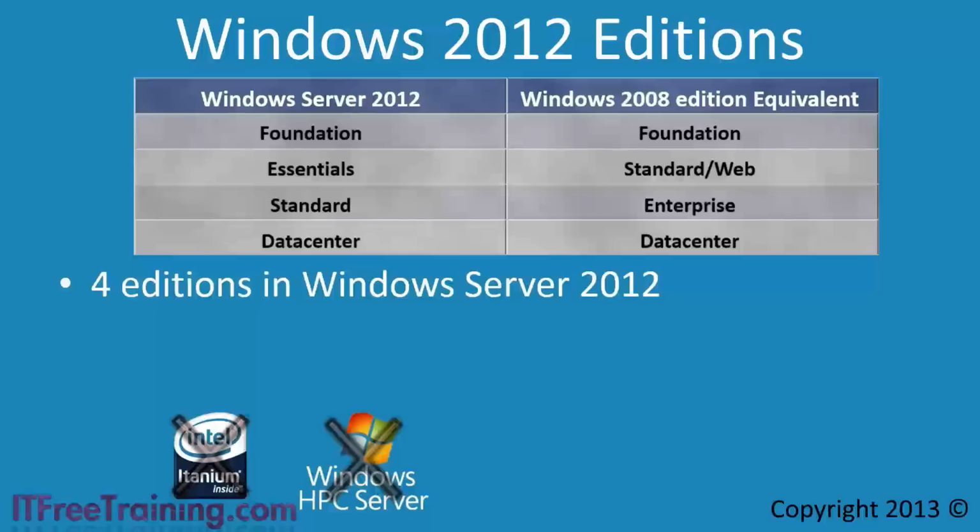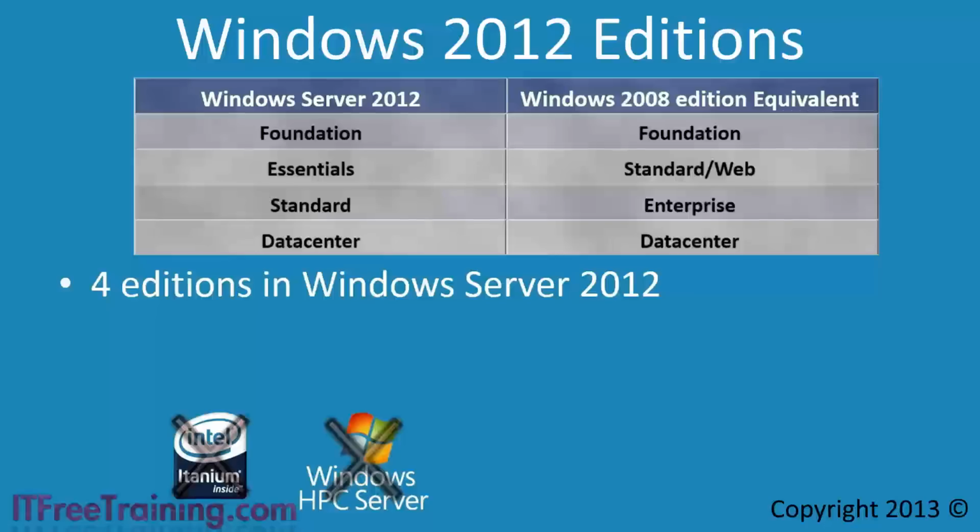The HPC edition, or High Performance Computing edition, was aimed at providing additional features for companies wanting more scalability and clustering options. With Windows Server 2012, HPC is a free optional download available for the Standard and Datacenter editions.